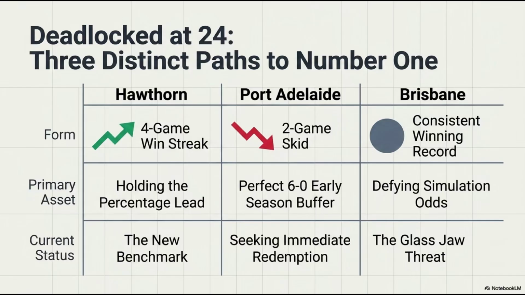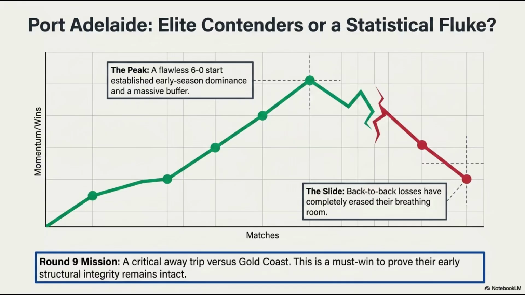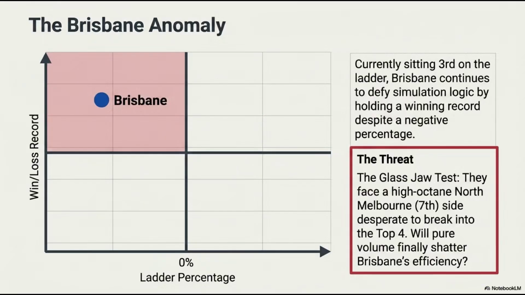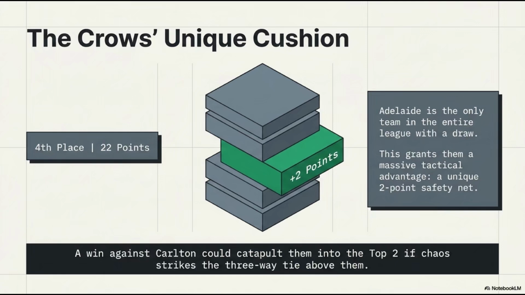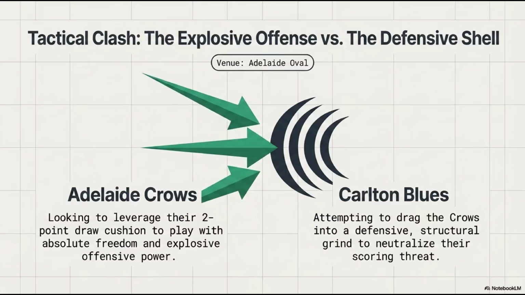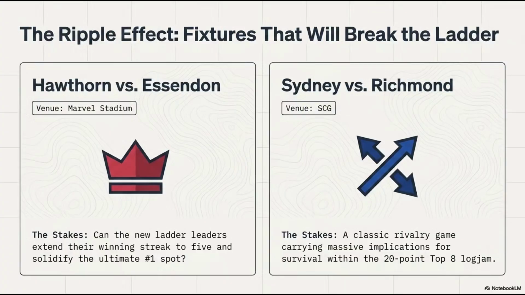Peak variance means that the outcomes of these specific matches are going to swing the structural reality of the season more violently than at any other point. Oh, man. If Sydney loses to Richmond in that clash at the SCG, it's not just a dropped game in a vacuum. Yeah. Because they are trapped in that 20-point bottleneck, that single loss mathematically catapults West Coast up into their spot, drops Sydney into the wilderness outside the top 8, and alters the probability matrix for Geelong and North Melbourne.